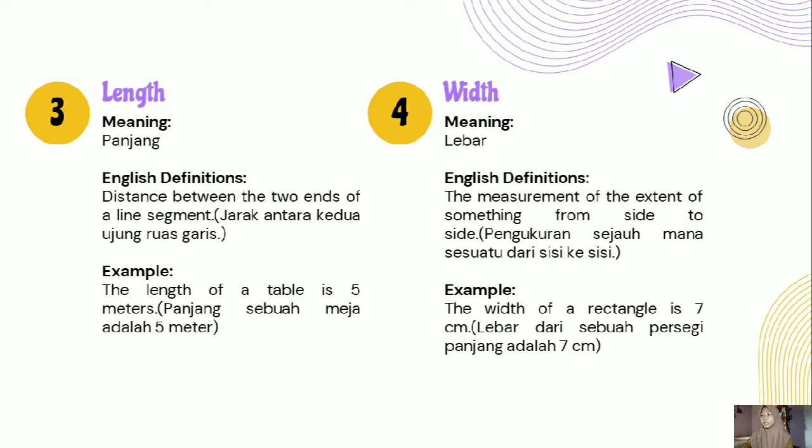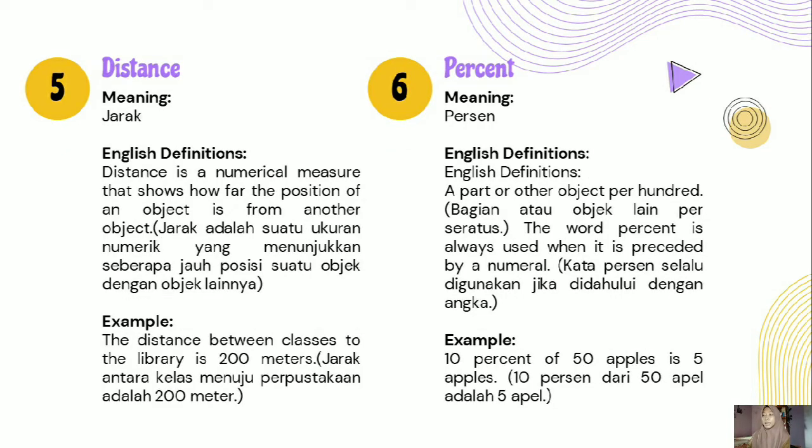Number 4, width. Meaning in Indonesian language is lebar. English definition: the measurement of the extent of something from side to side. Example: the width of a rectangle is 7 centimeters. Number 5, distance. Meaning in Indonesian language is jarak. English definition: distance is a numerical measure that shows how far the position of an object is from another object. Example: the distance between class to the library is 200 meters.